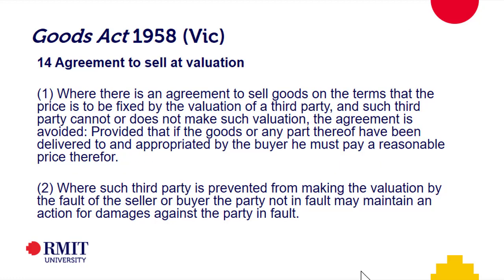I mentioned the Goods Act previously. So we can end up with a situation where you can agree to sell at a third-party valuation. A good example of this is when somebody is selling goods at an estate auction or in a liquidation or something else. So the Goods Act basically says if there's an agreement to sell goods on terms where the price is to be fixed by the valuation of a third party. So let me give you an example where that might happen.